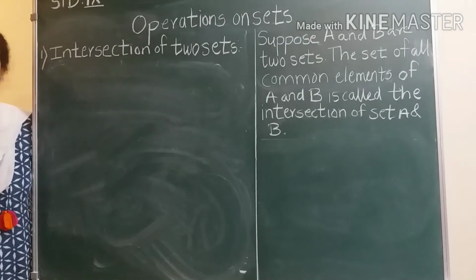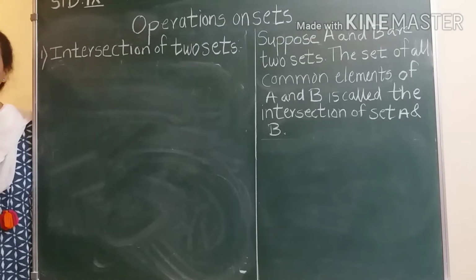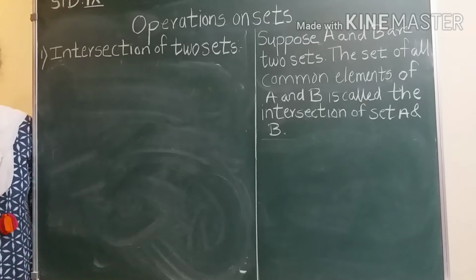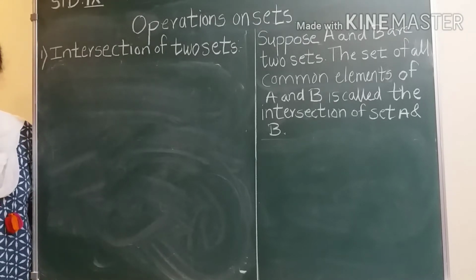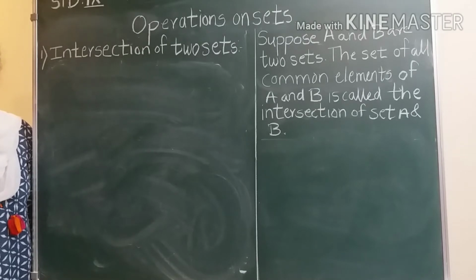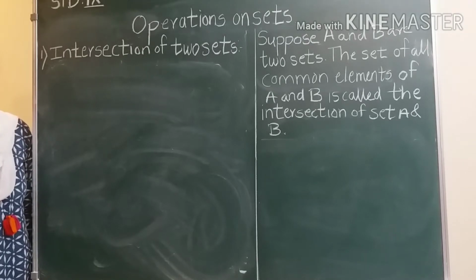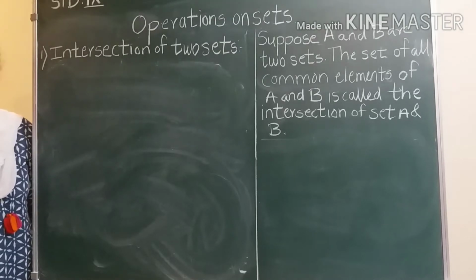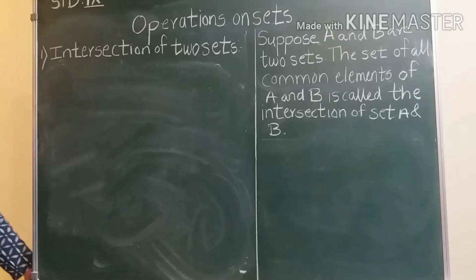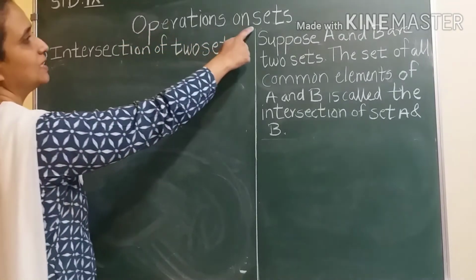Students, in the previous video you have solved practice set 1.3. You are also familiar with the terms like universal set, subset and complementary set. You know how to draw the Venn diagrams. In today's video we are going to study operations on set.